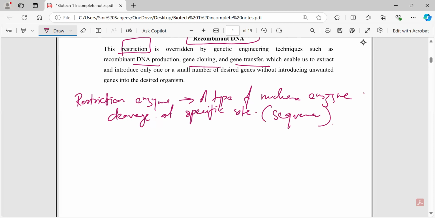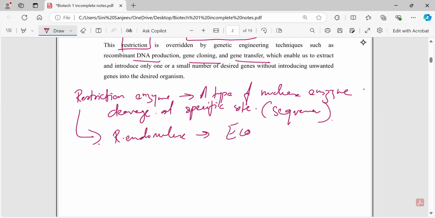We have two types, as I have told you already: exonuclease and endonuclease. The most common restriction endonuclease being used is called EcoRI. Eco stands for E. coli, and R is the restriction enzyme site being used. As I told you, according to the palindromic sequence, you determine which site is restricted or cleaved.